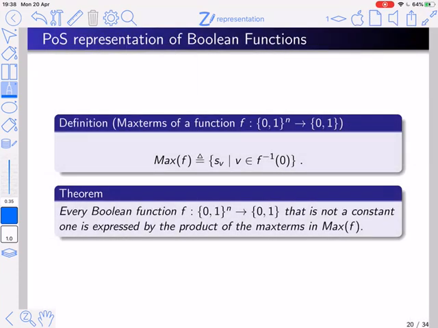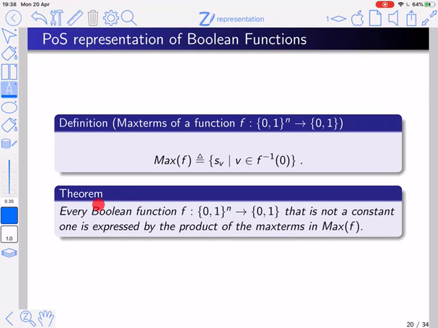Now, I can take the preimage of 0 with respect to a Boolean function f. So I have a Boolean function f from n bits to 1 bit, and I can take the preimage of 0. And for each element of the preimage of 0, I can take the max term that corresponds to this binary vector. And I call this the set of max terms of f. Okay, so this is our definition of the set of max terms of a function.